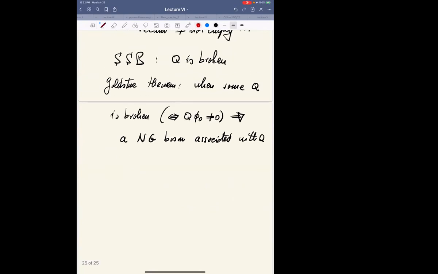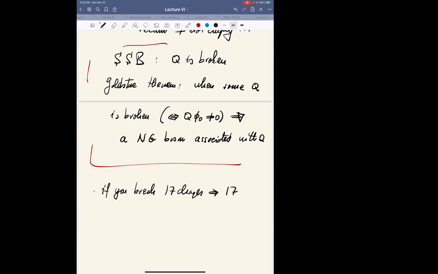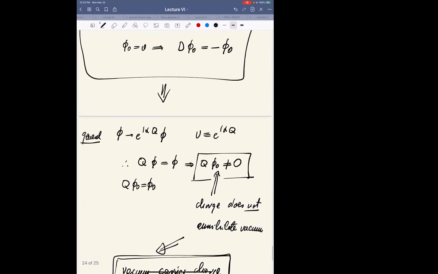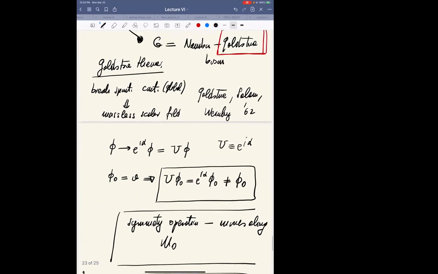So what I mean really is that if you break seventeen charges, you will get 17 Nambu-Goldstone bosons. This is what it says. If it's 123, you will get 123 every time. I'm not going to prove the general theorem, or maybe I will. I will decide later. But I will give you examples so that you see how it takes place. Examples are more eloquent than dry proofs.